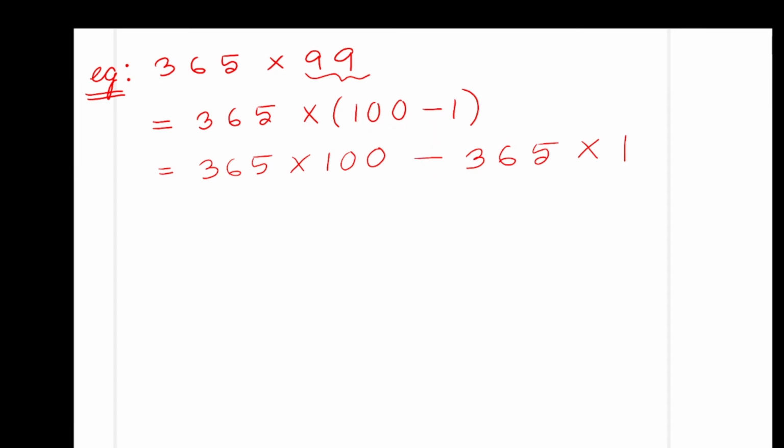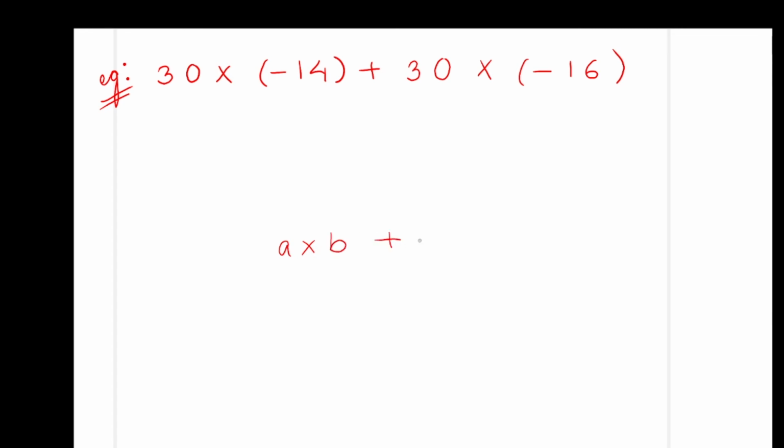Now 365 into 100 is 36,500 minus 365. You just have to subtract. Then you will get 36,135. Same process. We will do one more question.